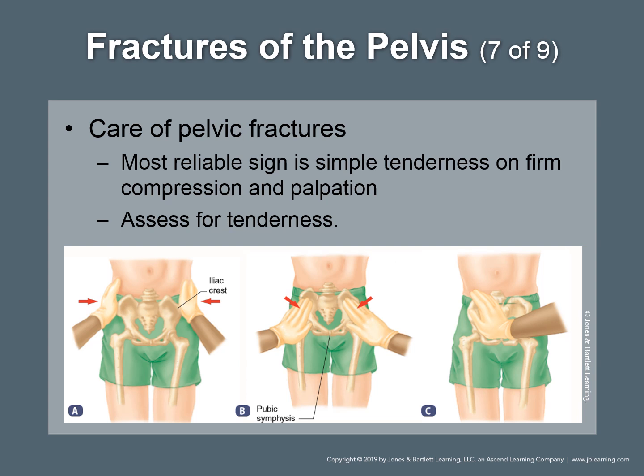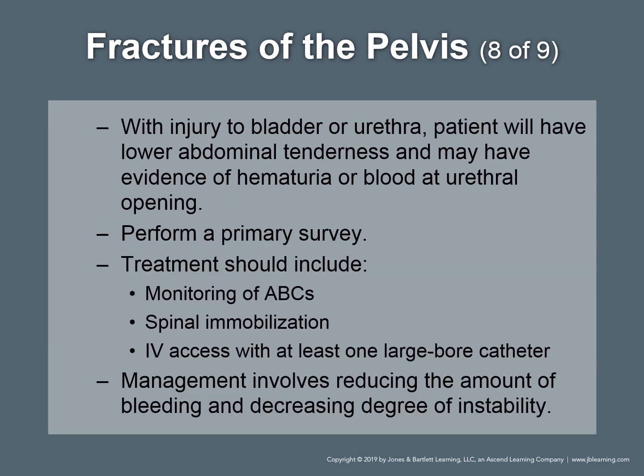The most reliable sign is tenderness on firm compression. So what we do is we push the pelvis in and down, okay? Once we do that, then we pull those wings out. At any sign of pain, the pelvis is fractured. Assume it's broken and don't touch it anymore. Injuries to the bladder or the urethra, you'll have lower abdominal tenderness, blood in the urine, blood at the urethral opening.